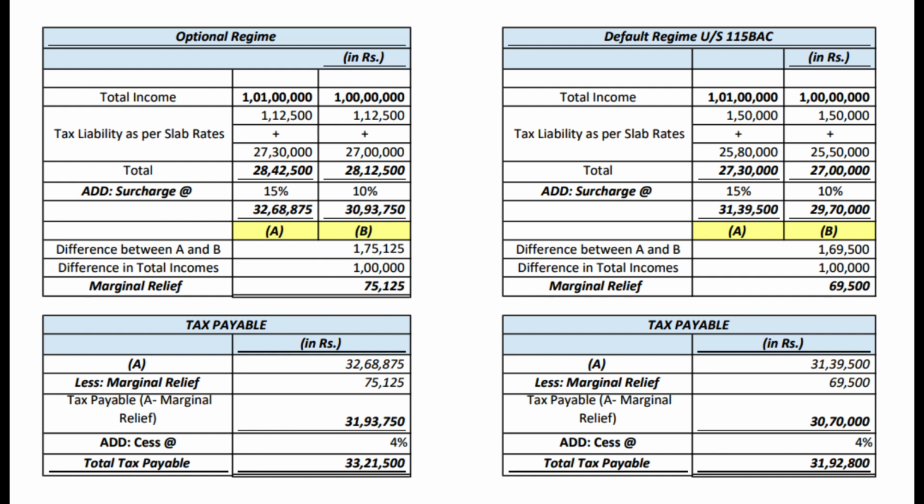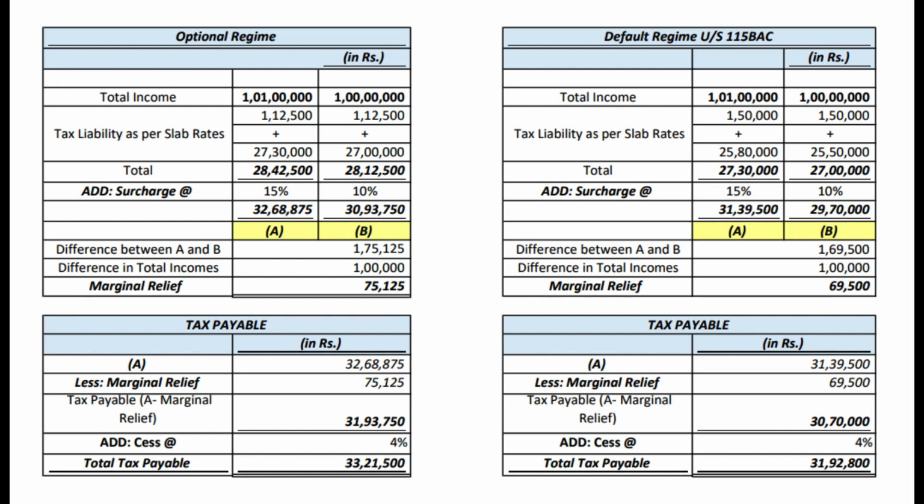In such a case, the marginal relief can be claimed. The marginal relief will be the difference between the tax liabilities in case A and case B, that is rupees 1,75,125, minus the increase in total income. Increase in tax liability minus increase in total income, which is 75,125 rupees. The assessee was supposed to pay the tax of rupees 32,68,875. Now he can claim the marginal relief of rupees 75,125.